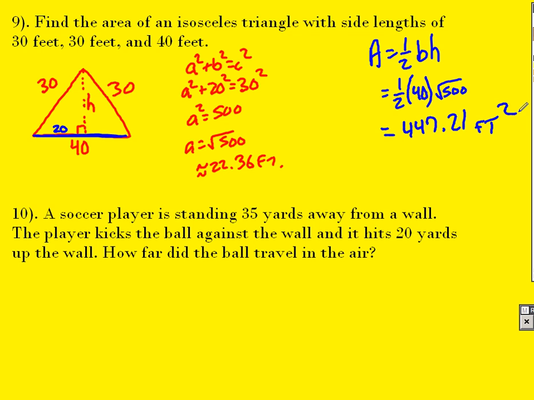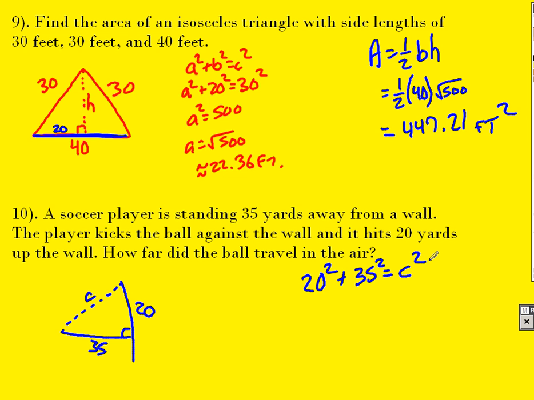Number 10, a soccer player standing 35 yards away from a wall. They're going to kick a ball against the wall. They want to know how far it goes if it hits 20 yards up the wall, and he was 35 yards away from the wall. So there's your setup. We want to find this distance, that's the hypotenuse. So this is straightforward. 20 squared plus 35 squared equals c squared, which is what I want to find. That means that c will equal the square root of 1625, because c squared equals 1625. And that approximates to about 40.31 yards. And again, yards because that's what it was in the problem.